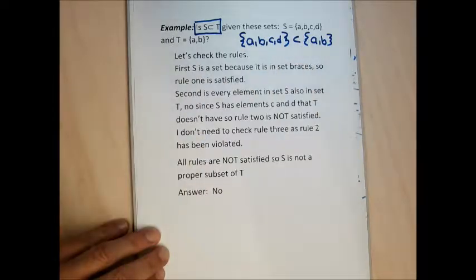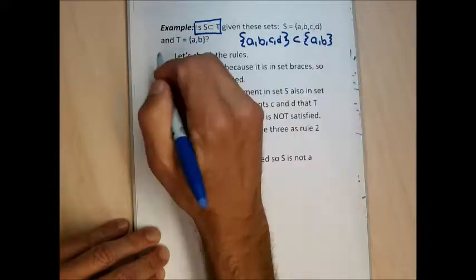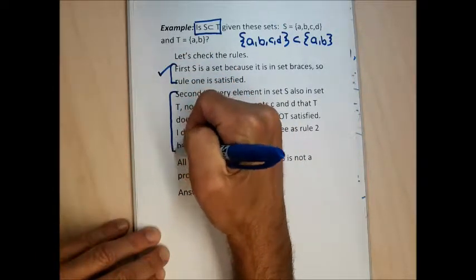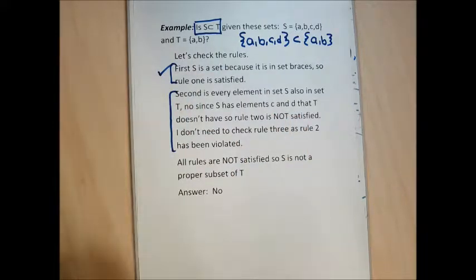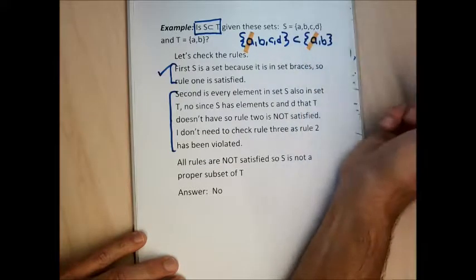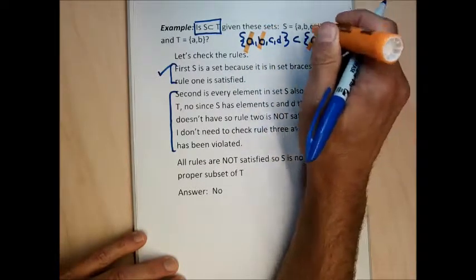So I have to check the three rules. First rule, S has to be a set. Because S is in set braces, it's a set. Second, every element of S has to be an element in T. So for the second rule, A is in S, A is in T, that's good. B is in S, B is in T, that's good.